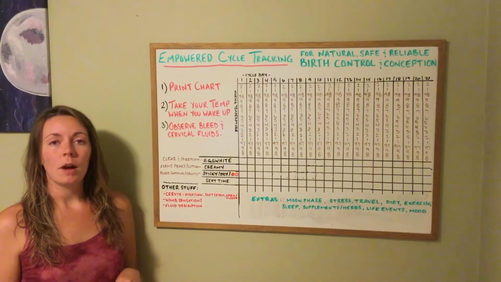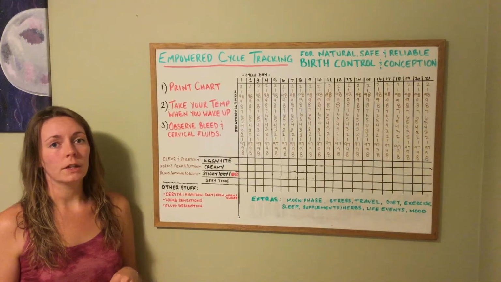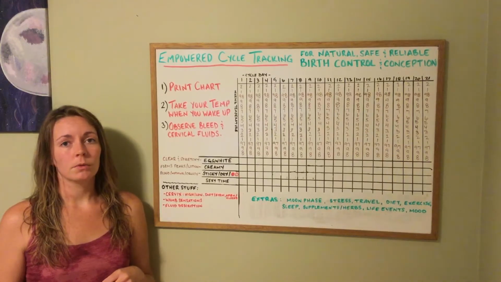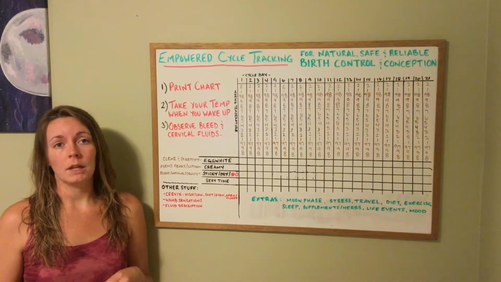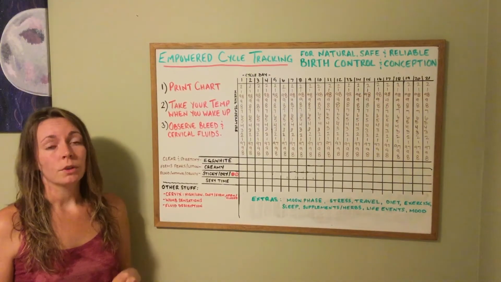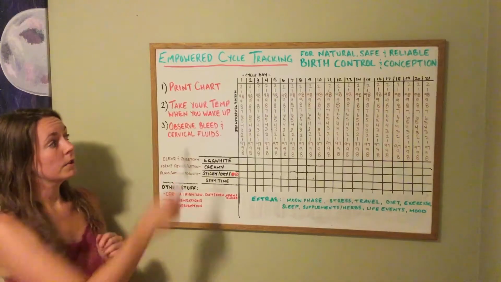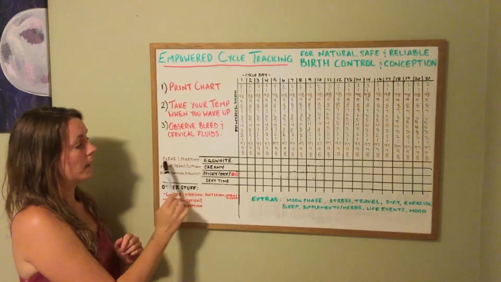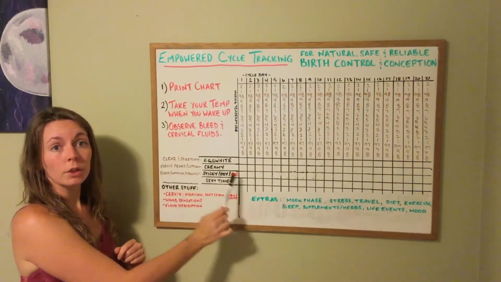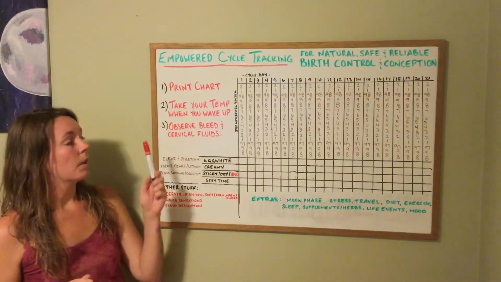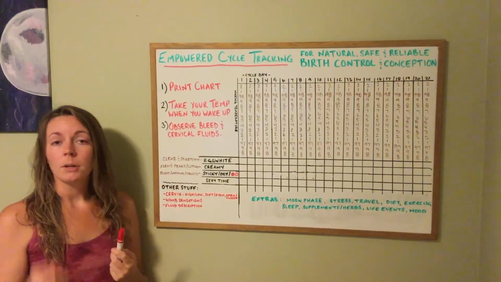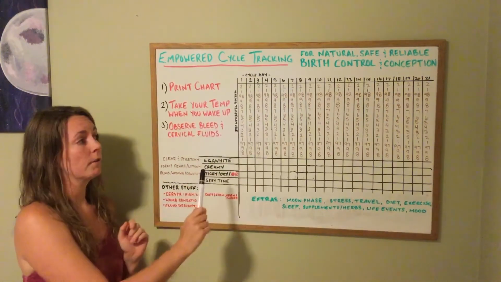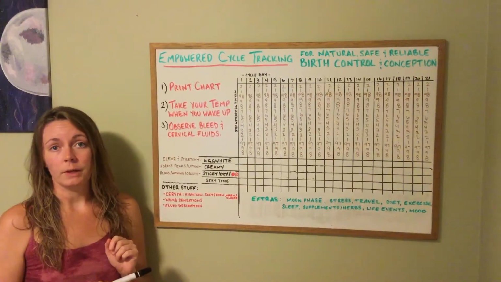And today in this video, I'm going to teach you how to track your cycle using the fertility awareness method, which in my opinion is the most reliable and empowering way to take charge of your fertility. So super simple. You just need a chart which looks something like this with different temperatures and your cervical fluid, and you need a thermometer, just a basic thermometer to take your temperature every morning and observe all of your fluids.